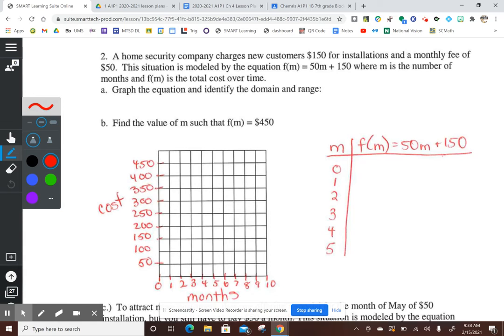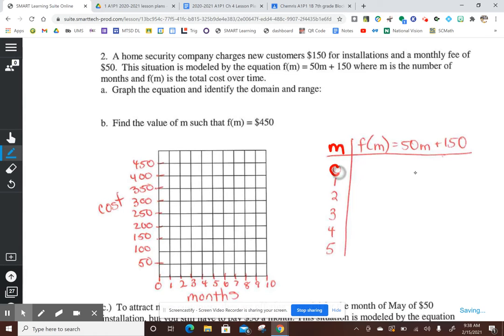So again, to graph this, I put my equation. I know M is the number of months, and months we would always start at 0. Because we're starting months at 0, months goes on the x-axis because it's time, and cost usually always goes on the y-axis. I count my cost by 50s, and we'll see why when we plug in our values, and my months by 1.